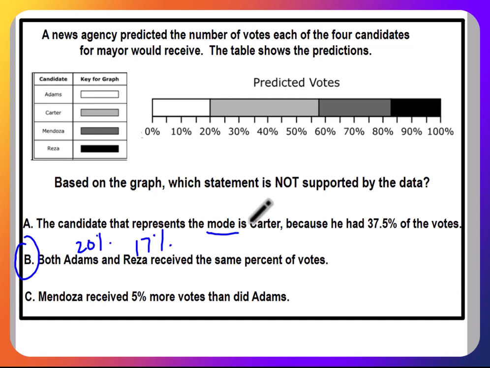Okay, B, both Adams and Reza received the same percent. Well, looking at this, Adams is 20% because it goes from 0 to 20. Reza is the black shaded section, which is actually less than 20%. I don't know if it's 17%, 17.5%, but it's less than 20%. So that is the statement that was false.